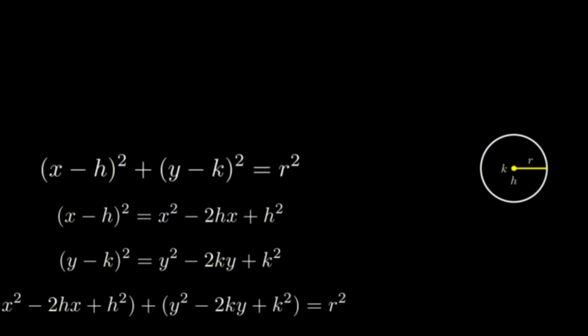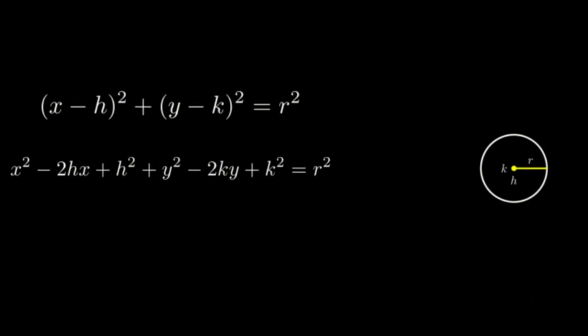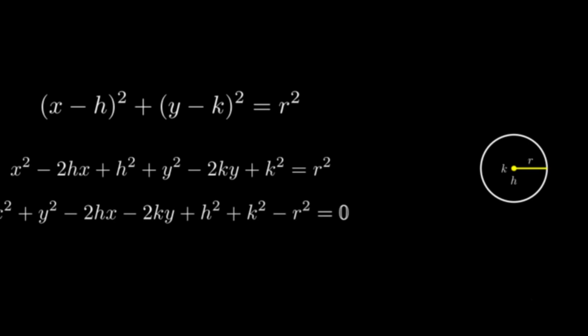Let's simplify by removing the parentheses. Since we're just adding the terms together, we can write them all in sequence. To arrive at the general form, we'll rearrange the equation so that all terms are on the left side, with 0 on the right. We do this by subtracting r² from both sides of the equation.